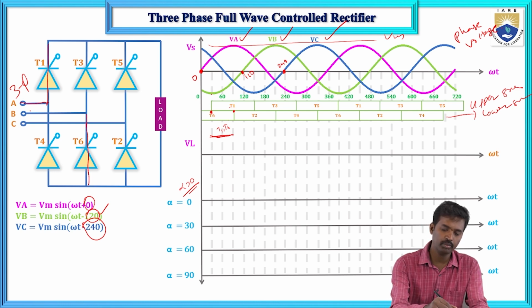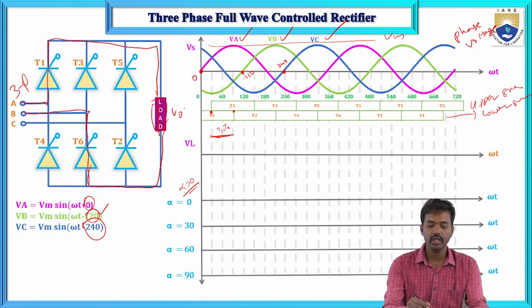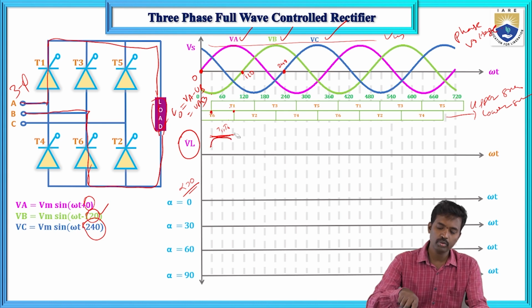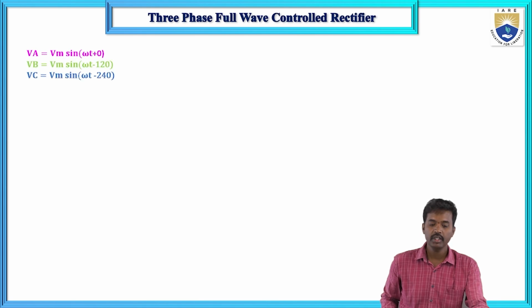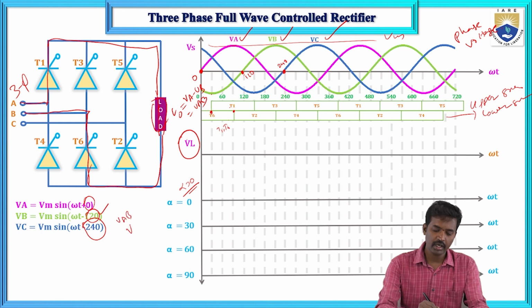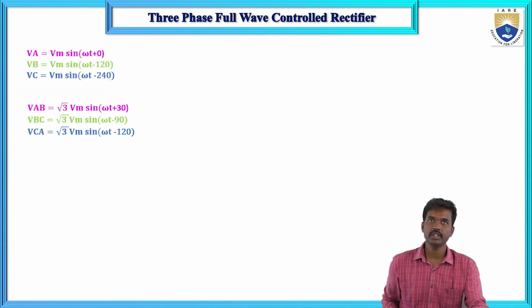Here is the output voltage V0. To get the output voltage, it equals VA minus VB, that is VAB, the line voltage. During this period the output voltage follows the supply voltage. Here we have the line voltages VAB, VBC and VCA. What is the relation between line voltage and phase voltage?